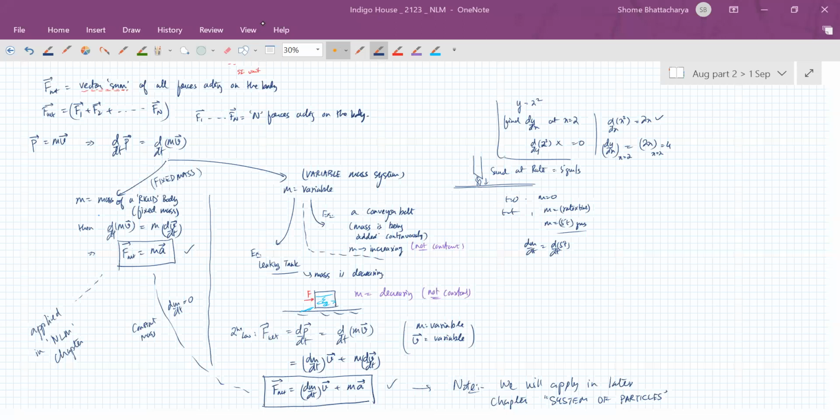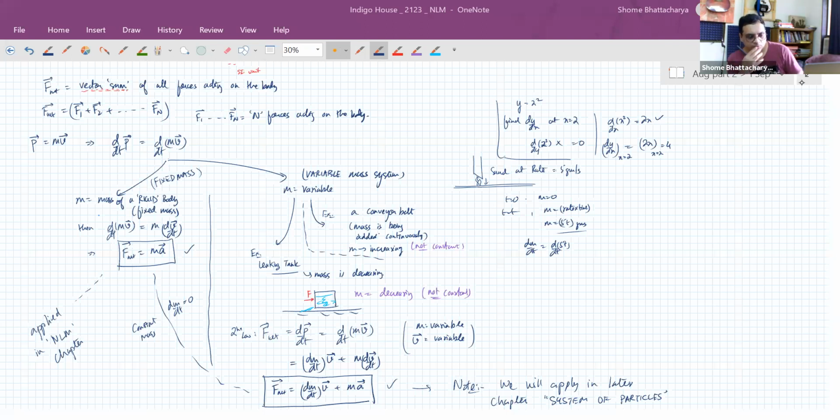Yes, exactly, Siddharth. That is the correct point. That F is equal to ma is applicable only when the mass is constant.